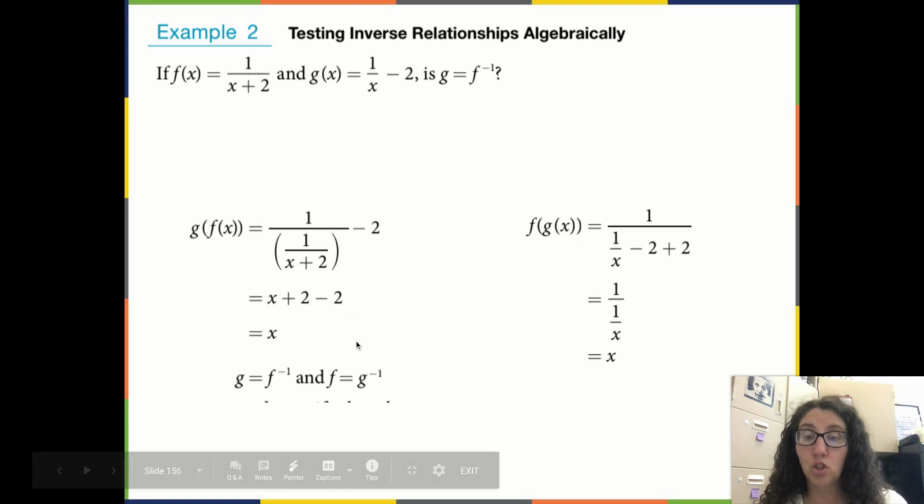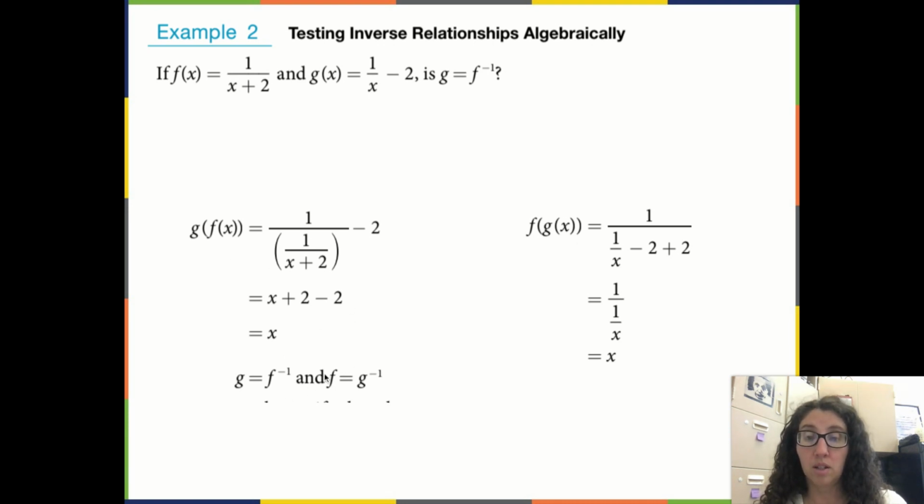That is enough to show that they're inverses, but we could also do it the other way, f of g of x. Well, okay, g of x, we're going to put this whole thing into f of x, so everywhere there's an x, we're going to put this whole thing. So we get 1 over that whole thing, g of x, plus 2.